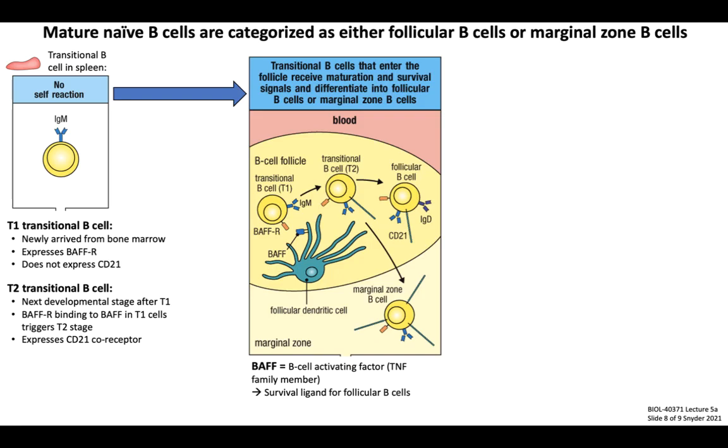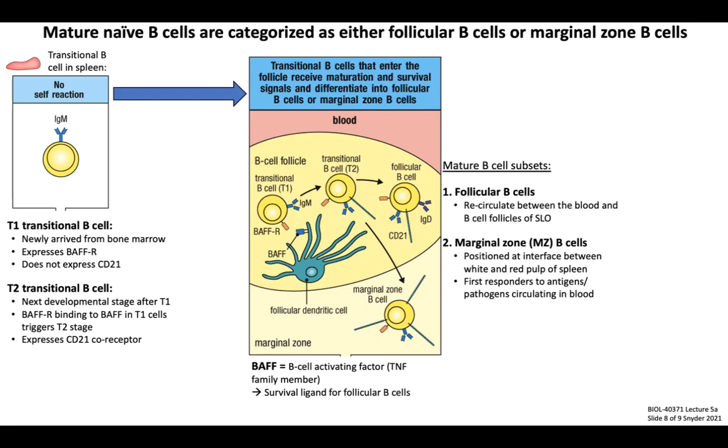Now, T2 B cells are defined by their upregulated expression of a B cell co-receptor called CD21. T2 B cells maintain BAFF receptor expression and require another survival signal through BAFF in order to progress to the final stage of B cell maturation. So, mature B cells are characterized by co-expression of both IgM and IgD isotypes of their B cell receptor, as well as surface expression of CD21 and the BAFF receptor.